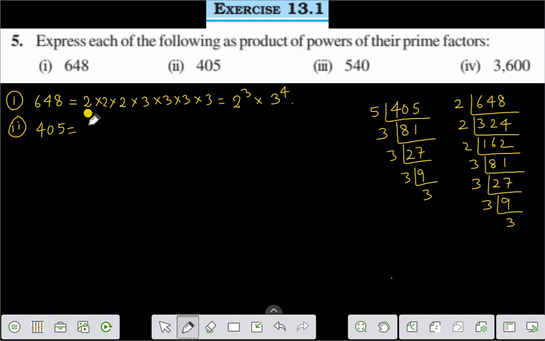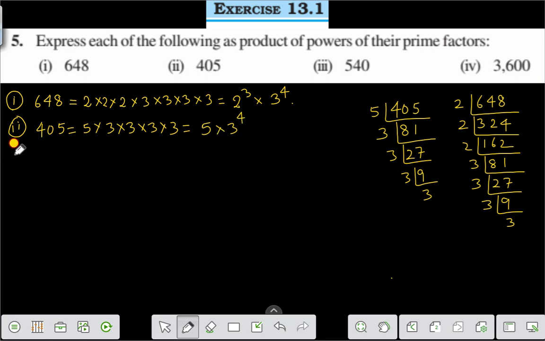Therefore, it can be written as 5 into 3 into 3 into 3 into 3. Therefore, it can be written as 5 into 3 to the power 4, right?